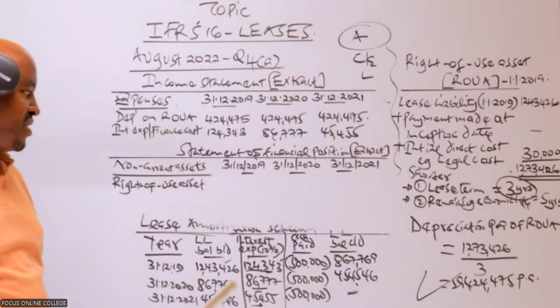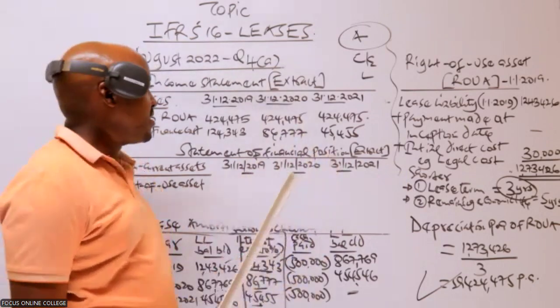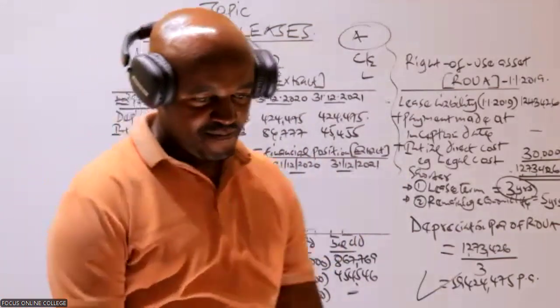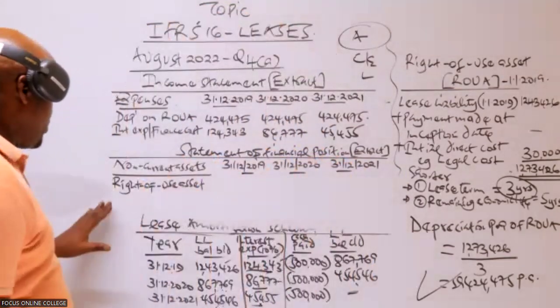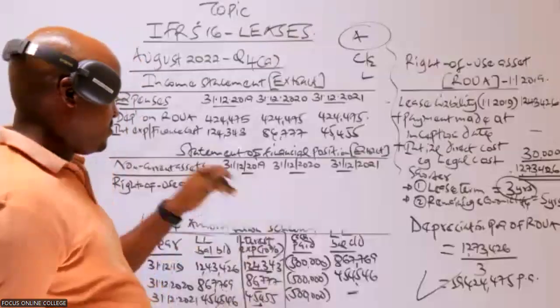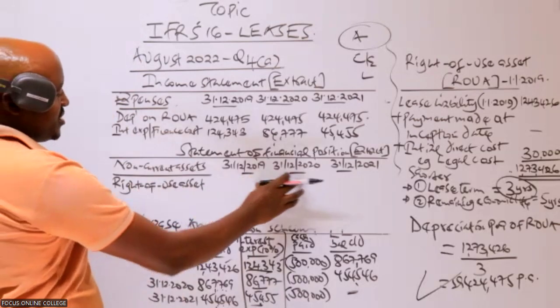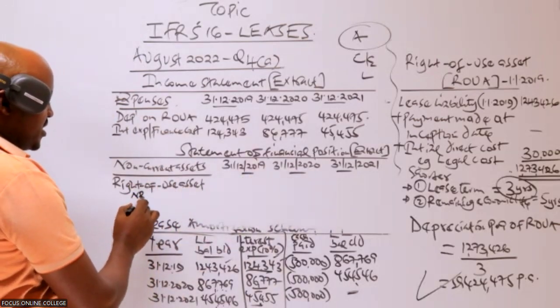So the cash to be paid just reduces the liability. That one is not supposed to be recognized there as an expense. So the right of use asset, how do we determine the amount to be recorded here? This one should be recognized here at the net book value.